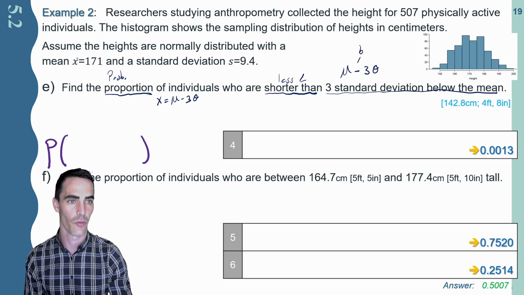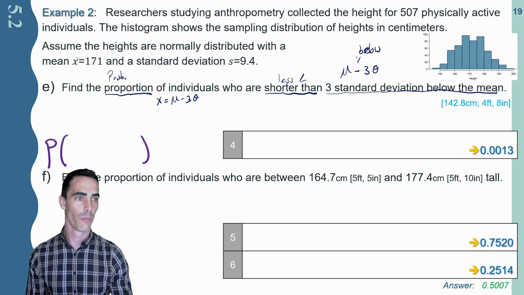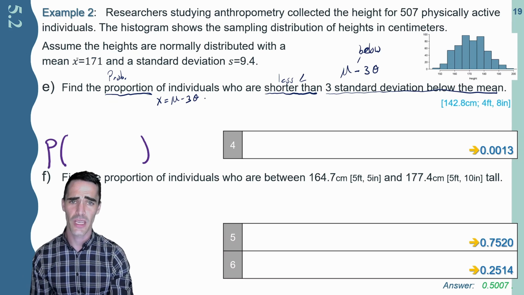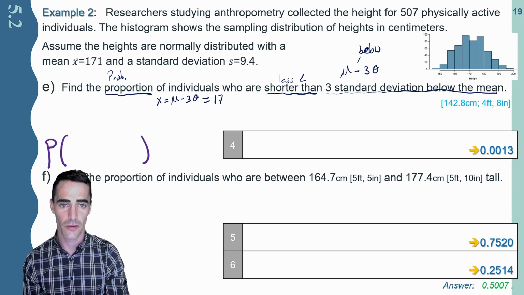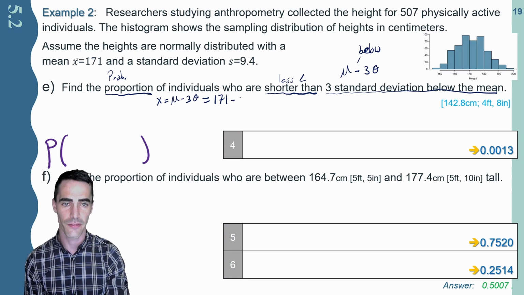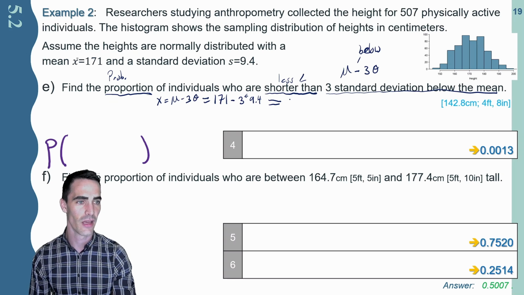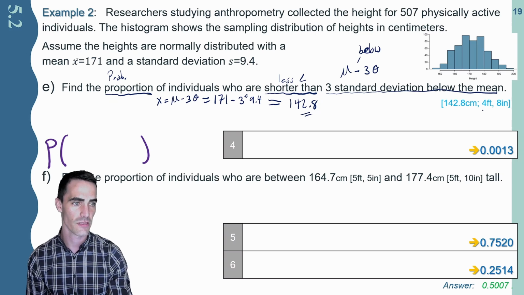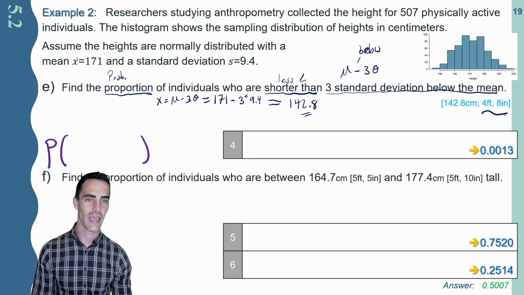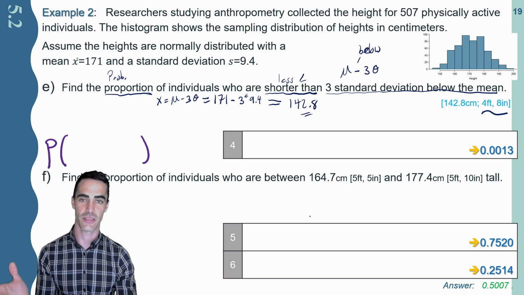Again, the minus comes from the word below. And so I can compute these. They gave me the mean up above, 171, minus 3 standard deviations. It's going to be 3 times 9.4. I cheated, I did it beforehand. If you multiply these numbers together, you should get 142.8. For your reference, that's looking at 4 feet 8 inches. But that's the x value we're interested in.